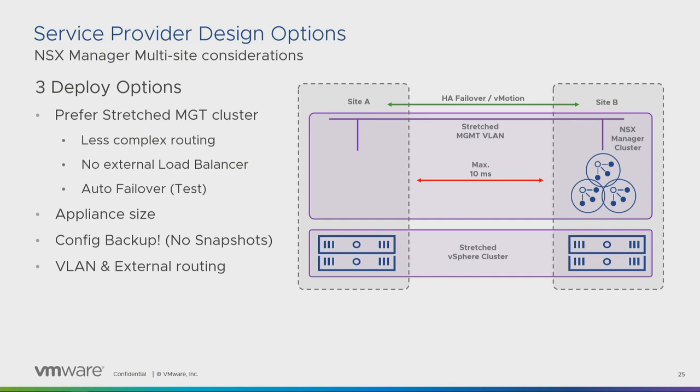So of these 3 options, my favorite would be the stretch cluster. And why? It involves less complex routing. It has no additional load balancer which can go wrong, so it eases your environment. On top of that, your operations team will have an easier job because you can test the failover easily, and when issues arise, the failover happens automatically, which is a good thing when there are issues.